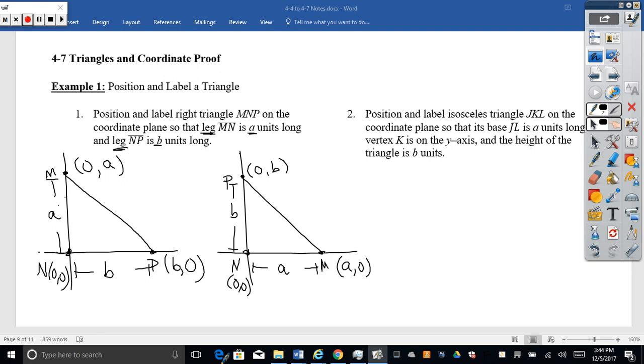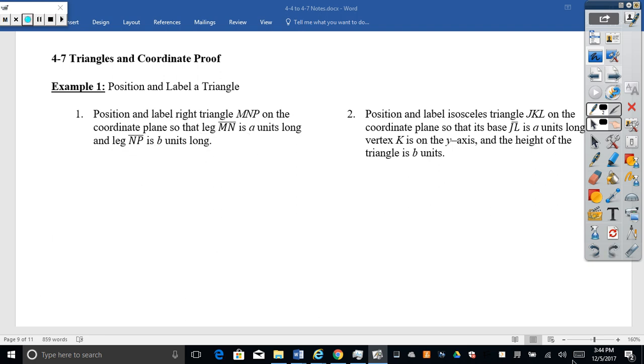Now, I was just thinking about this. You can actually do this in a third way. Let me show you a third way you could do this. Position and label right triangle MNP on the coordinate plane. Yeah, so you could do this. This would also be acceptable. Okay, I guess there's several different ways that I was thinking about it. Let's say that this is M. Let's say this is N. And that this is P. You've got leg, leg, hypotenuse.